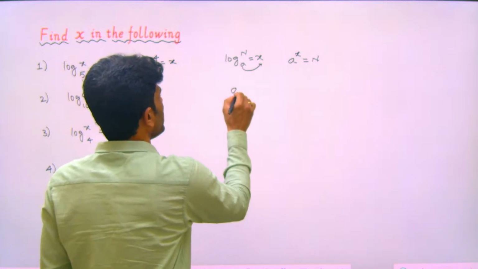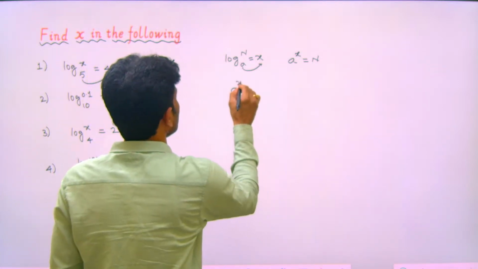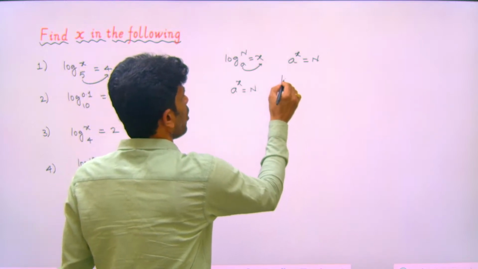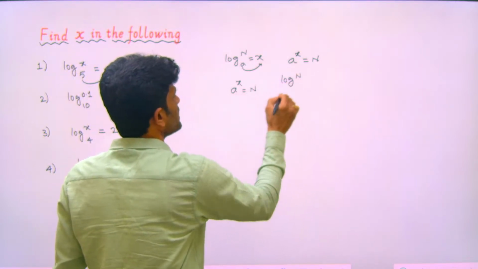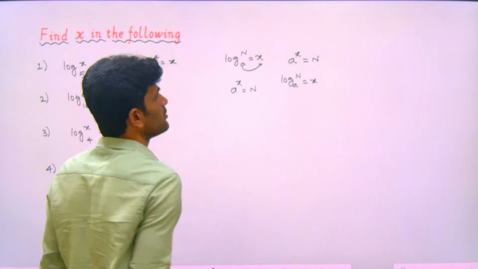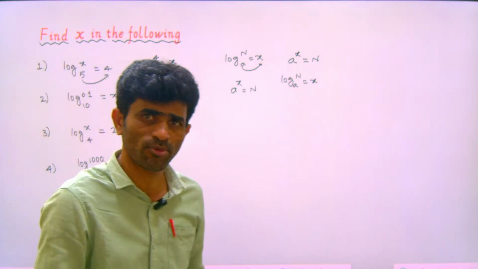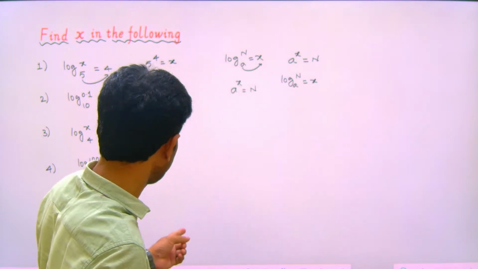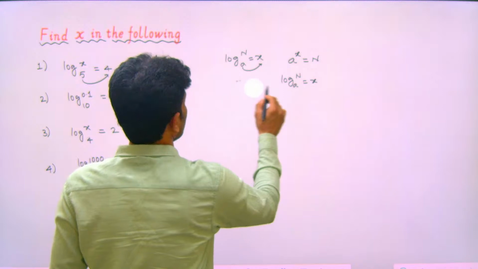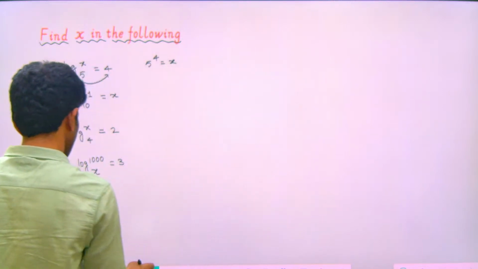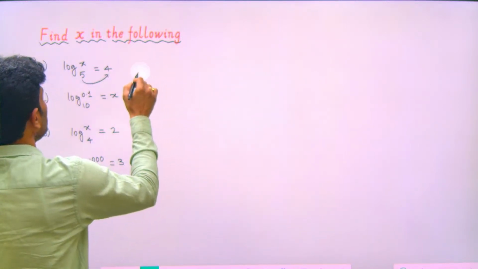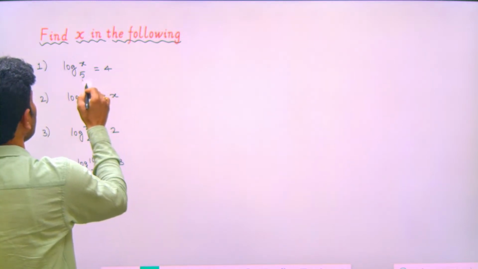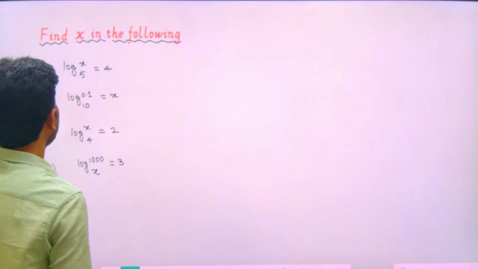Okay, and similarly, if a to the power of x is equal to n, when we convert this into logarithms, this n will go up. Log n to the base a is equal to x. So both you have to know. If a number is there in exponential form, you should know how to write it in logarithmic form. At the same time, if it is in logarithmic form, you should know how to write it in exponential form. So I wrote, the given question is there in logarithmic form. So to get the answer easily, I am writing it in exponential form.